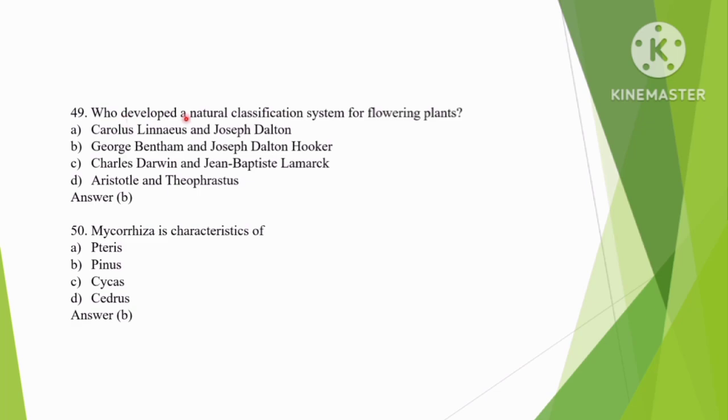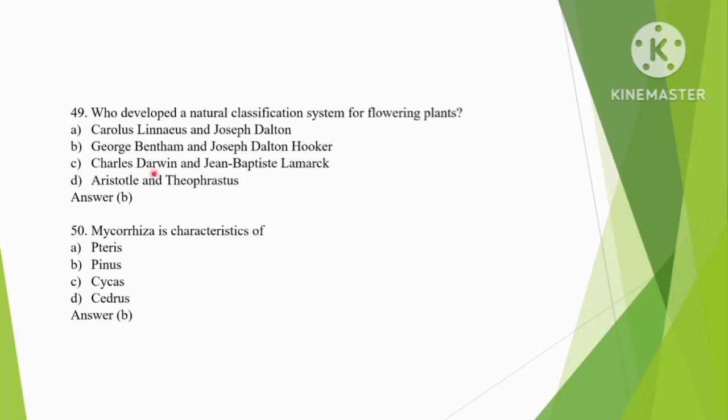Who developed a natural classification system for flowering plants? Here the right answer is option B, George Bentham and Joseph Dalton Hooker. You'll know of the other scientists, I think. Carolus Linnaeus was considered the father of taxonomy. Then George Bentham and Joseph Dalton Hooker we already discussed.